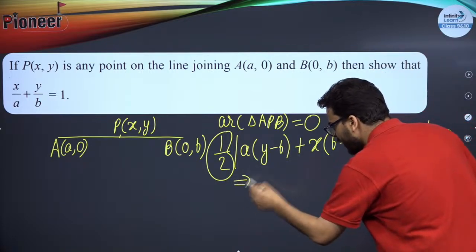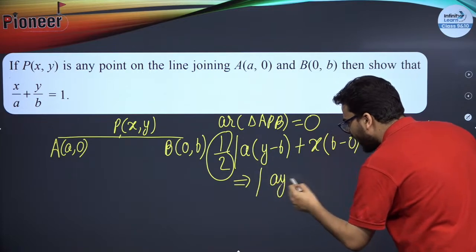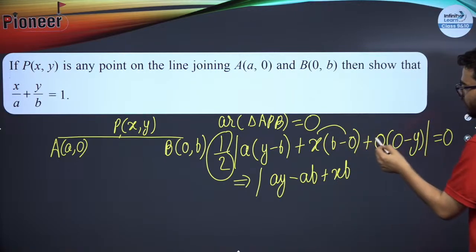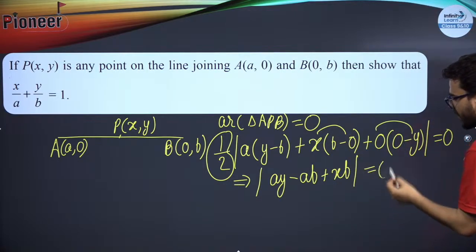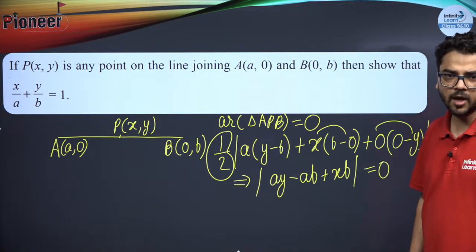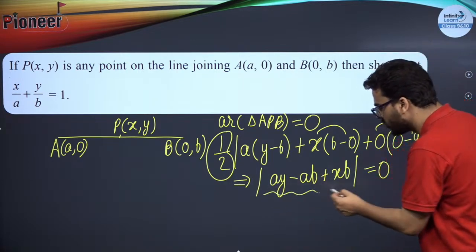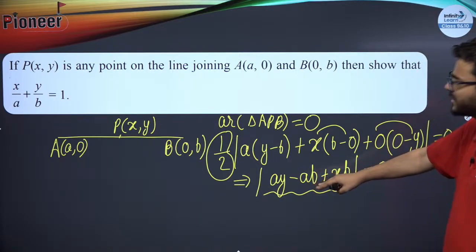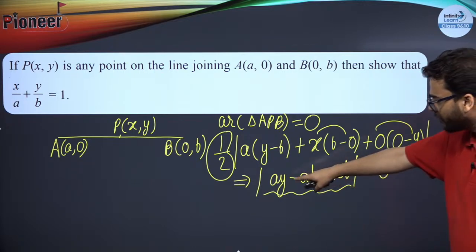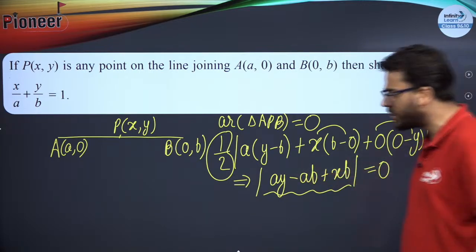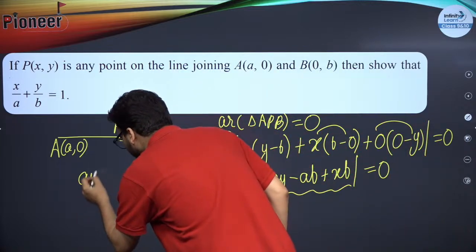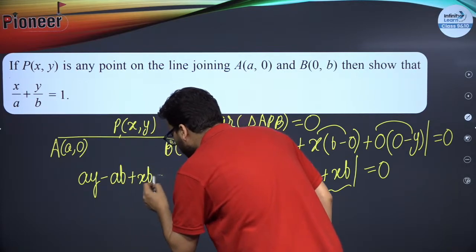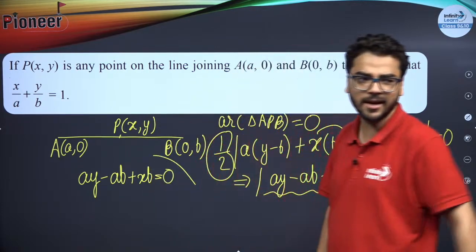So basically what I am getting is the modulus of ay minus ab plus xb, and this whole thing is 0. So the modulus of this is coming out to be 0. Do you agree with this thing? Now you see, if the modulus of something is 0, then obviously there is no other possibility but to take the same thing equal to 0 itself. So you have to take ay minus ab plus xb to be equal to 0. Do you agree with this thing, guys? I hope this is clear up till here.